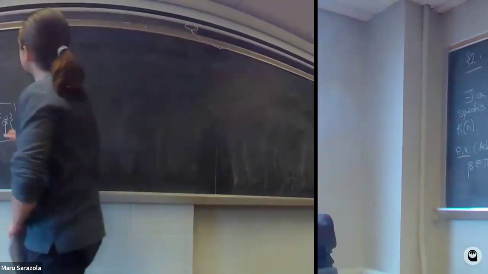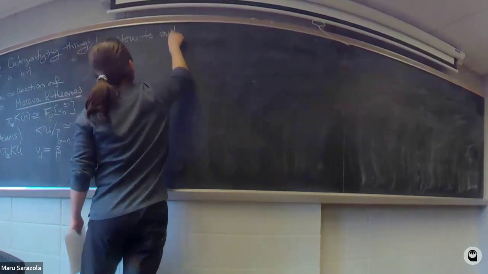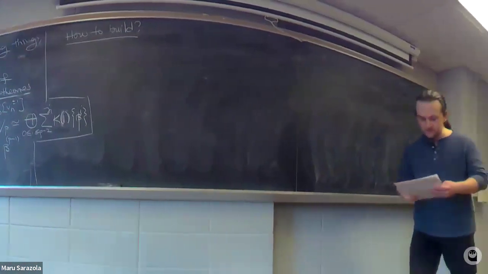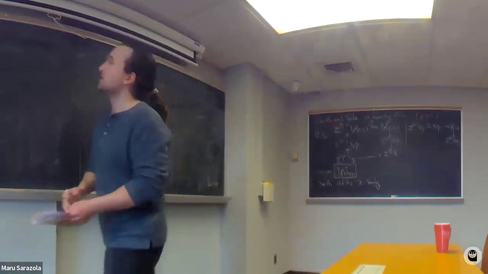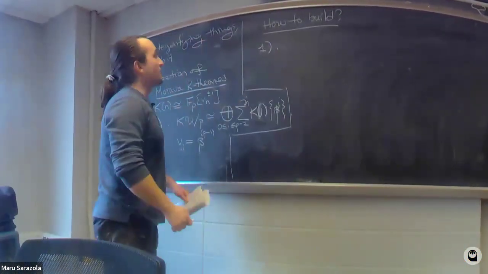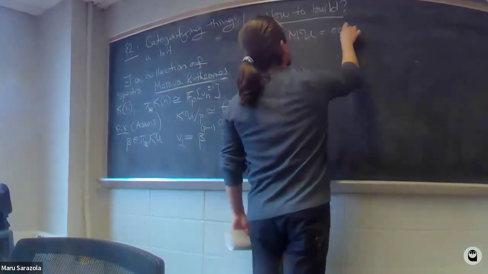So how do you build these things? One way that you can build them is you can start with something called MU, or the complex cobordism spectrum.